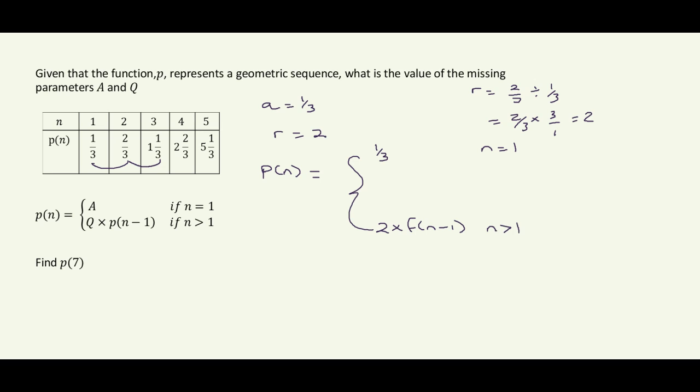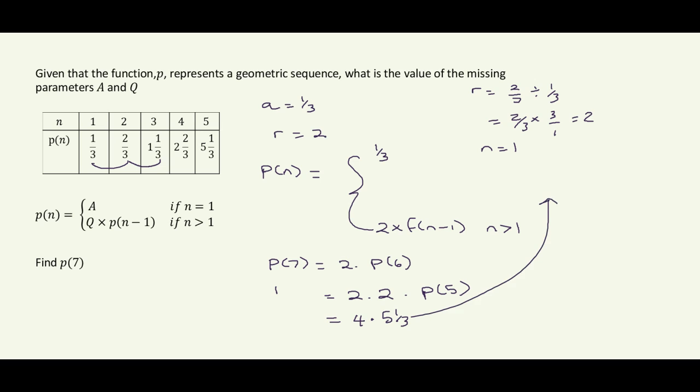So we want to find p of 7. P of 7 is 2 multiplied by P of 6. And we don't know what P of 6 is because we only have P of 5. So this is going to be 2 multiplied by 2 multiplied by P of 5. So this is 4 multiplied by 5 1/3.